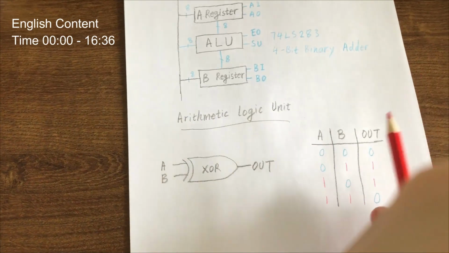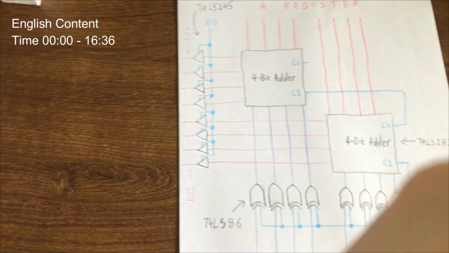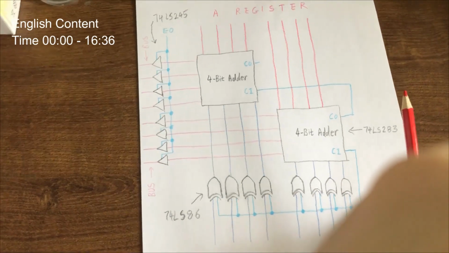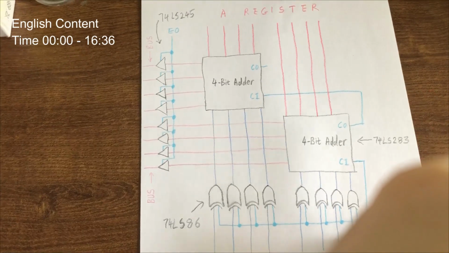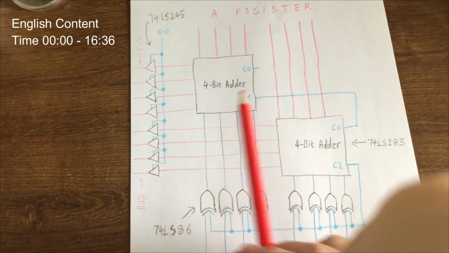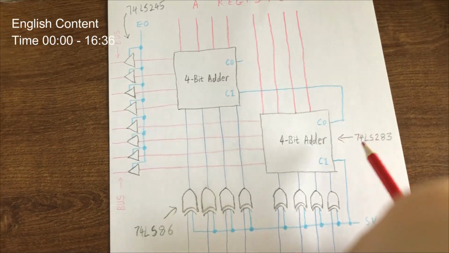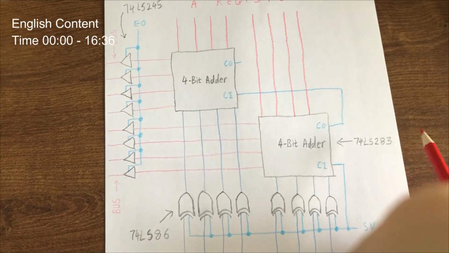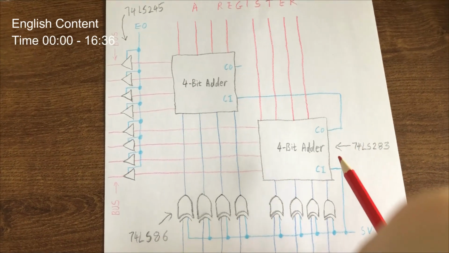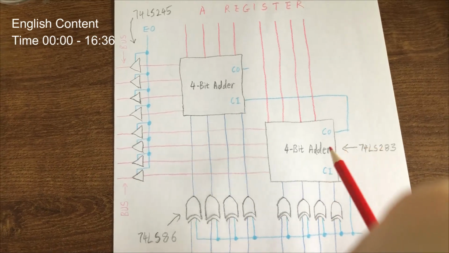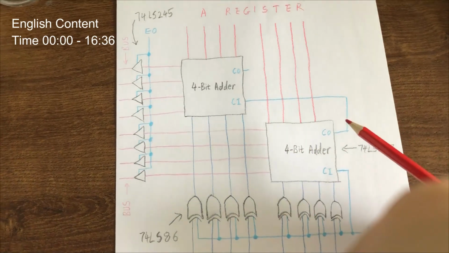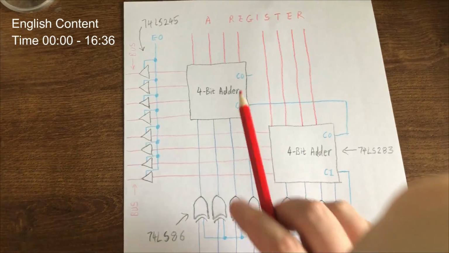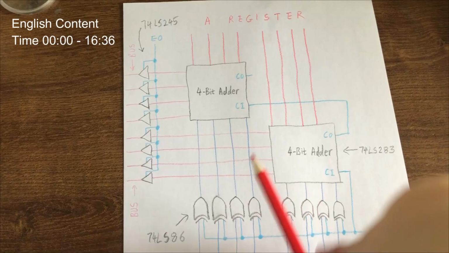So here is our ALU, how it works. We're using two 74LS283 chips. It is a chip that can do 4 bits of adding. So here we have two of them to do 8 bits of adding.